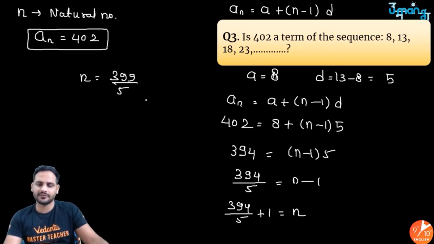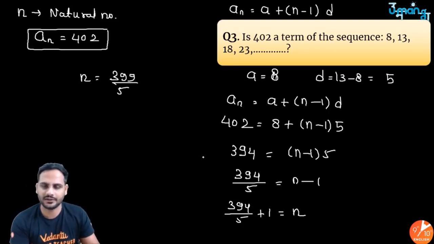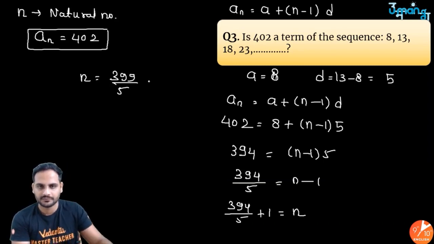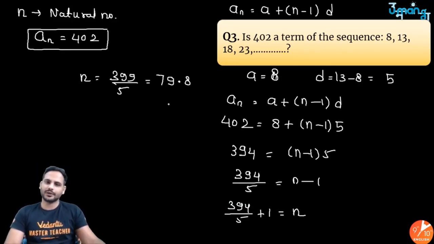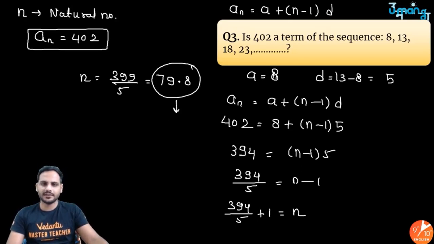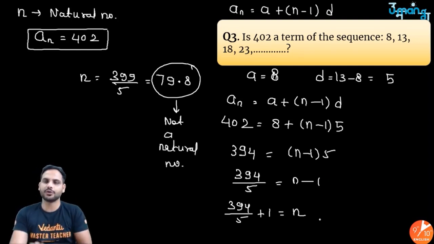399 by 5. And as you can clearly see, it is not divisible. 5 sevens are 35, 5 nines are 45, so it is 79.8. Correct? So you can clearly see, since the value of n is not a natural number, that means this term 402 will not be coming in this AP.